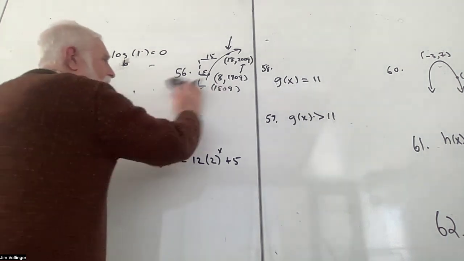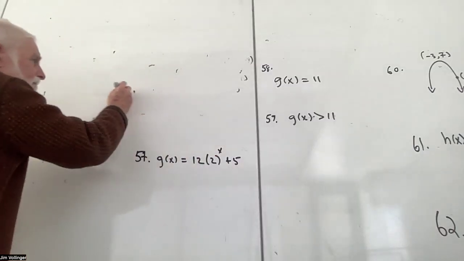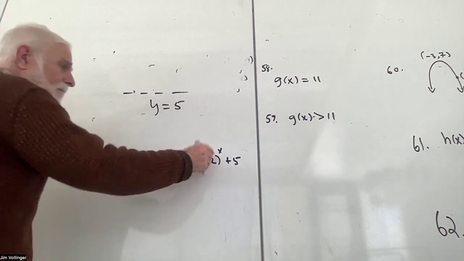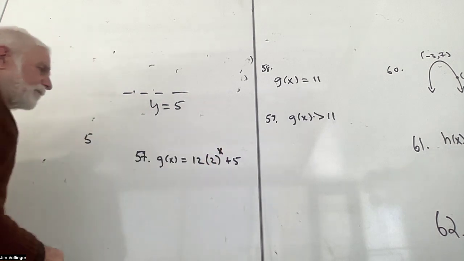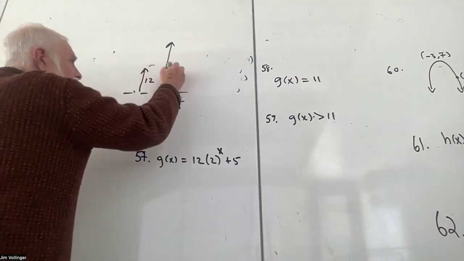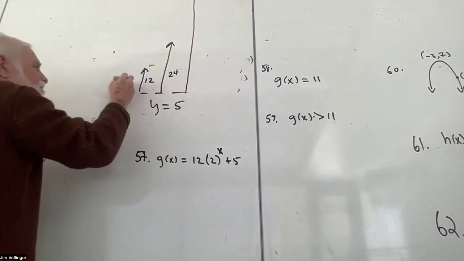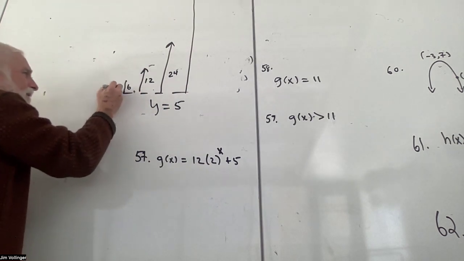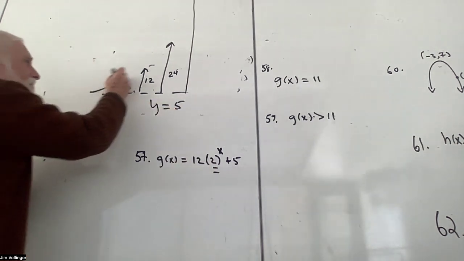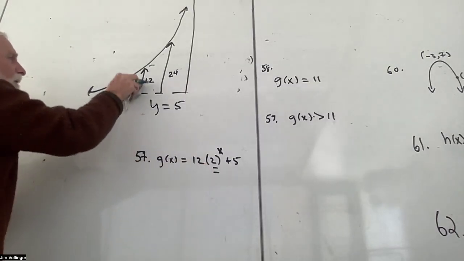Let's graph g of x. Well, first thing I see is 5. And then if I pick the right numbers for x, I should make a jump at 12, and then I should make a jump at 24. And my next jump should be 48. And the preceding jump should be 6. And then 3. Because I got a doubling on top of 5. Let's just keep the 12 and the 24.